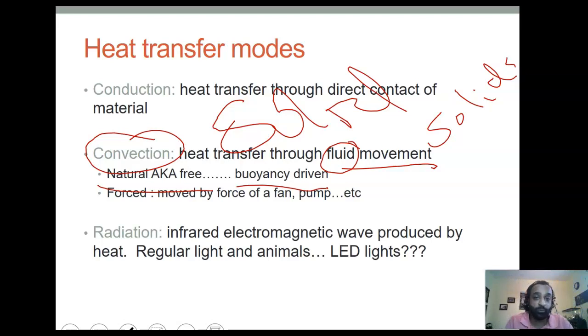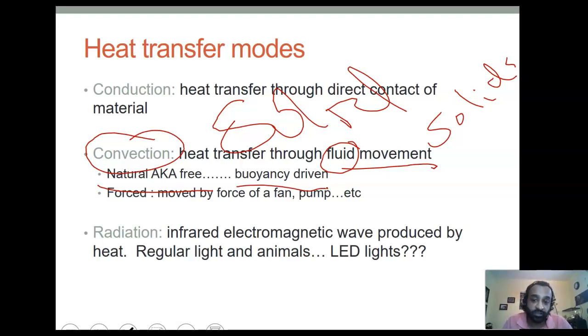So if you have a heater with no fan or anything, it will heat the entire room using natural convection because the air will move by itself. If you put a thermal camera, you'll see the air heated, rising and coming back, and that is natural convection. And it also happens with water.